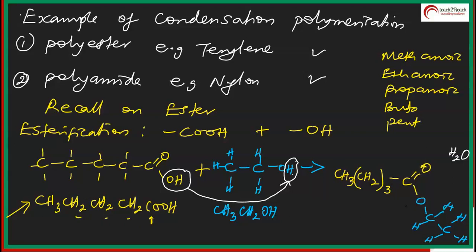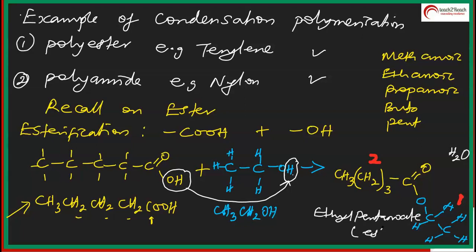So that is the formation. This is called an ester. How do you name this ester? You name the alcohol part first, then you name the carboxylic acid part. So I'm naming this one first, then this one follows second. How many carbons do I have? 2, so it's going to be ethyl. Then I name this: how many carbons do I have? 5 carbon, pentanoate. So this is ethyl pentanoate.